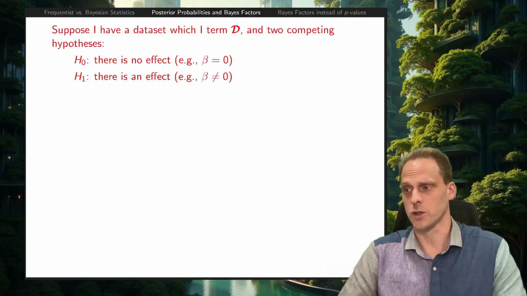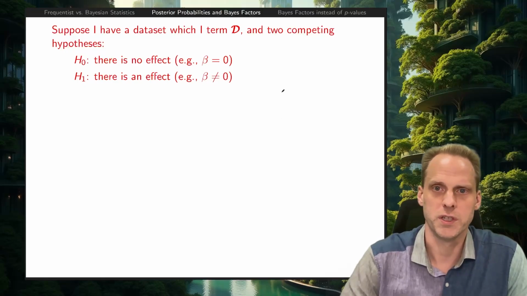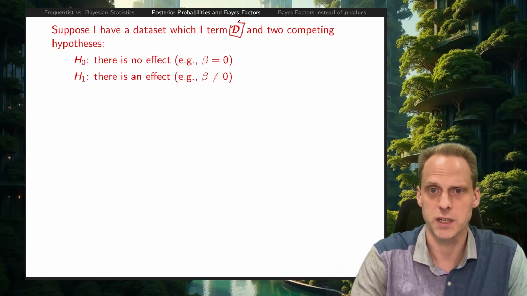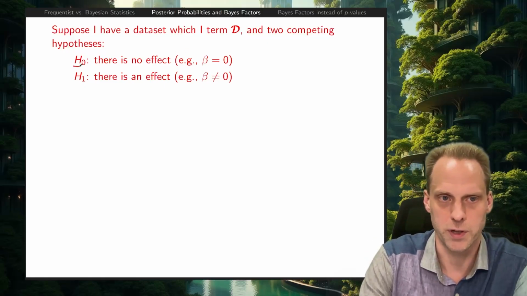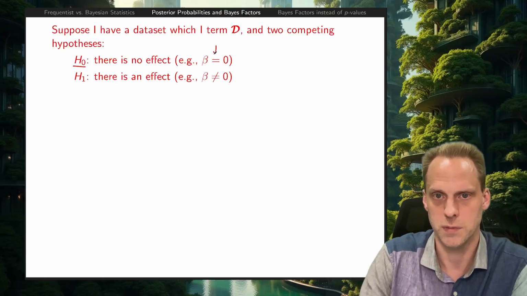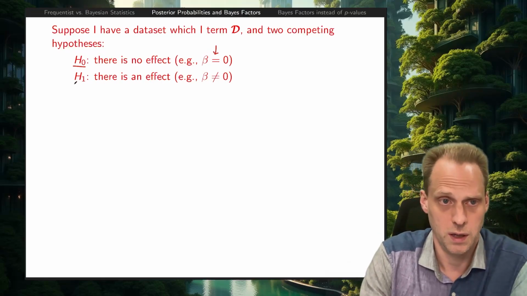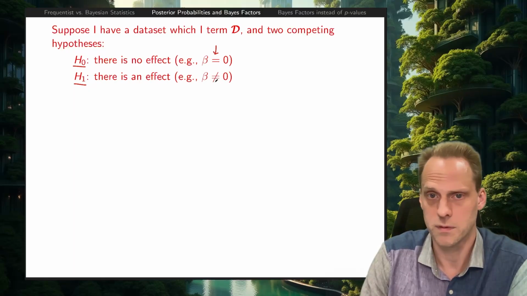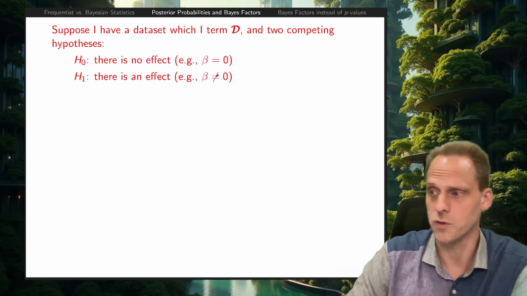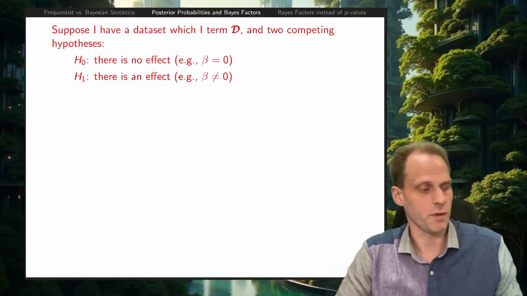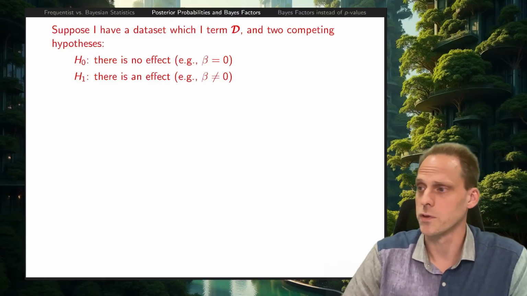Bayes' theorem. I want to show what this looks like. So suppose I have a data set, and I'll call this data D, which stands for data, and I have two competing hypotheses. A null hypothesis, there is no effect, right? So beta 0 equals 0, or some parameter beta, doesn't matter what. And an alternative hypothesis, there is an effect, so beta not equal to 0. We've seen this before, right? It's not different from what we do in null hypothesis significance testing. We have a hypothesis that there is no effect versus a hypothesis that there is an effect.